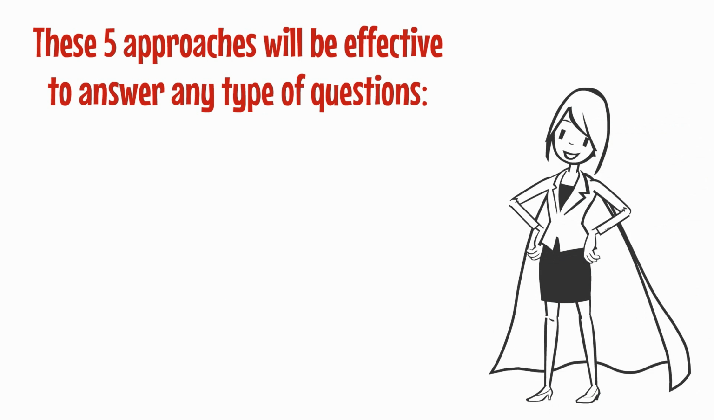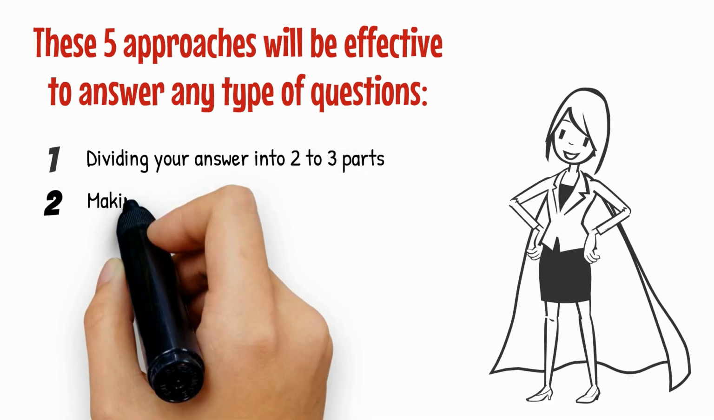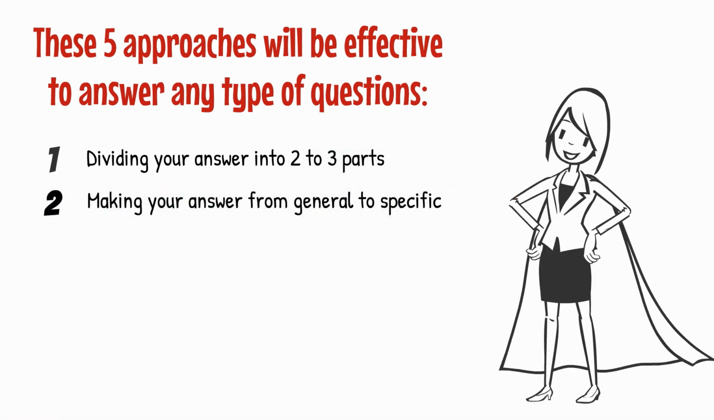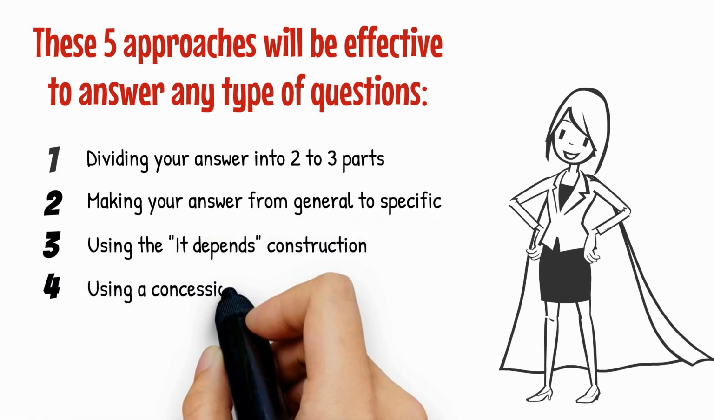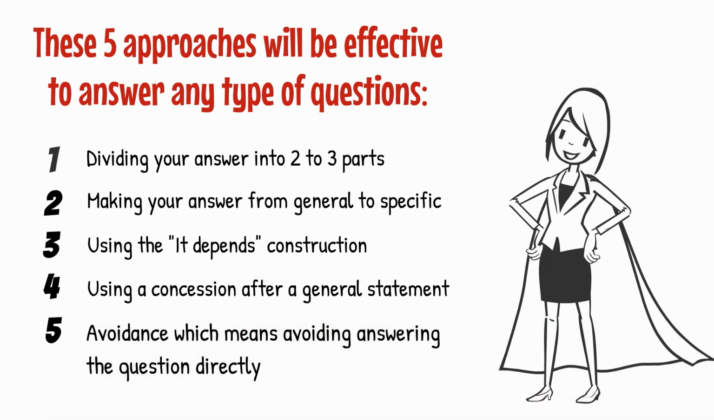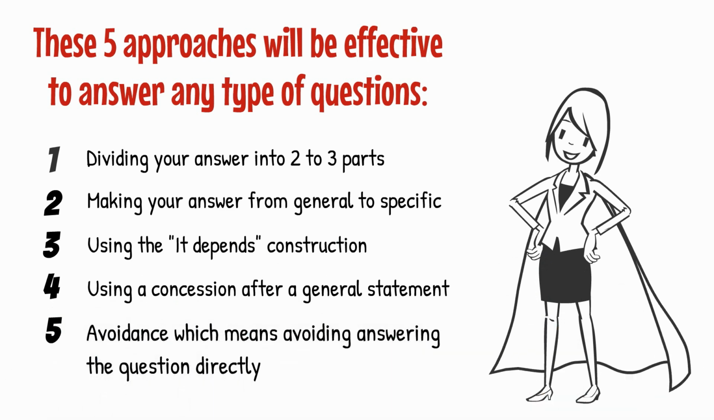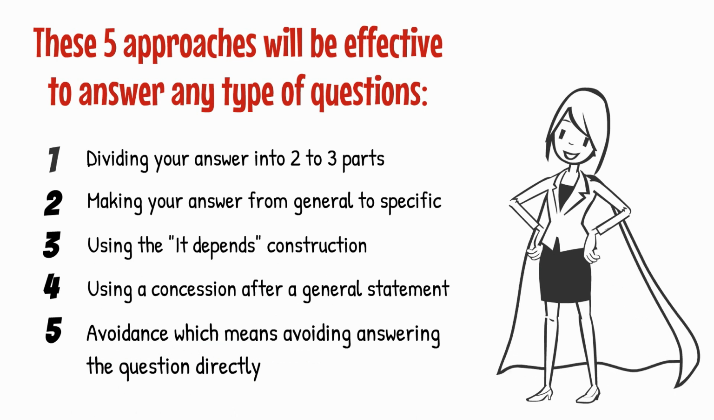So here they are. Dividing your answer into 2 to 3 parts, making your answer from general to specific, using the "it depends" construction, using a concession after a general statement, and the last strategy is avoidance, which means avoiding answering the question directly. So now let's look at them in detail.